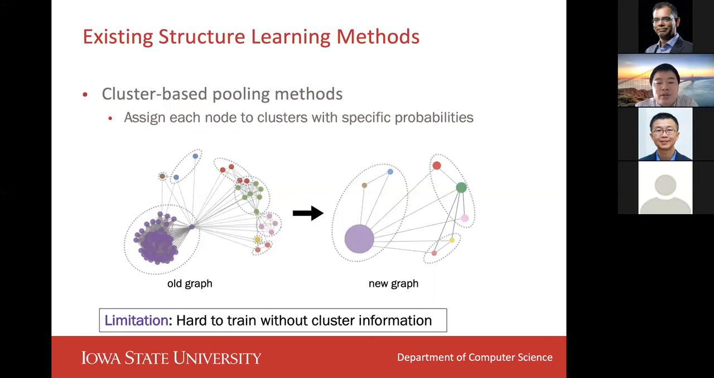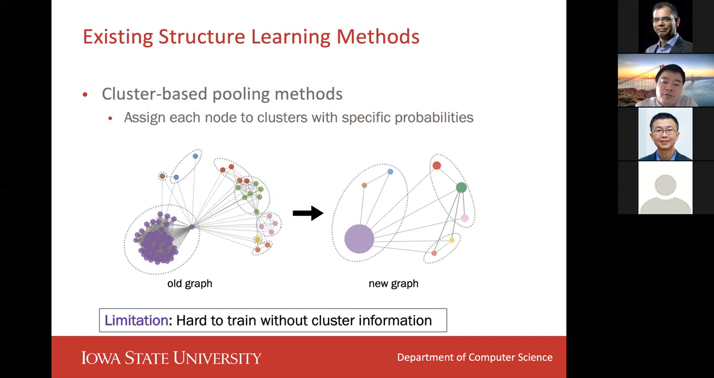An existing structured learning method is cluster-based pooling. It reduces the size of the graph by clustering some similar nodes into super nodes or clusters. Then it uses the clusters as nodes in the new graph. A limitation of this method is that it needs cluster information for the training. During the training, they will need the cluster information to provide some loss signals. But in most graph data sets, we do not have such information.